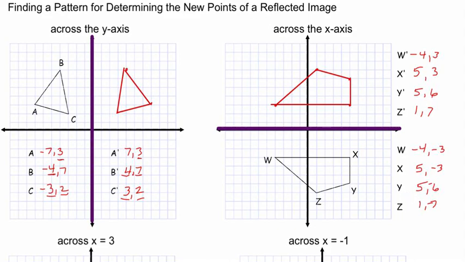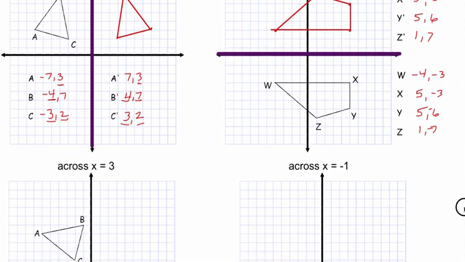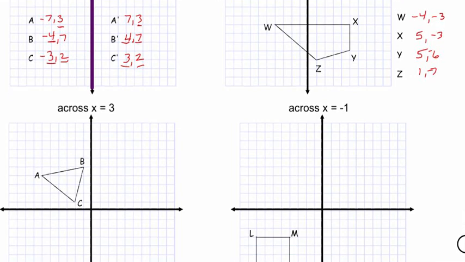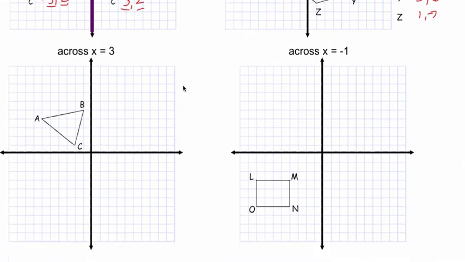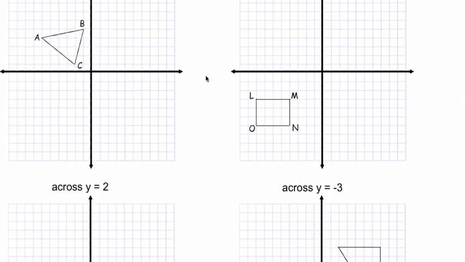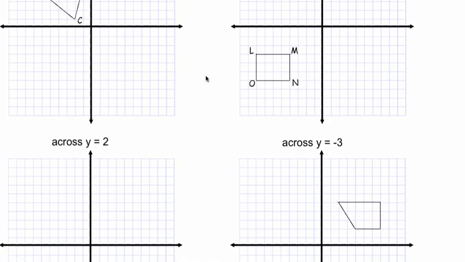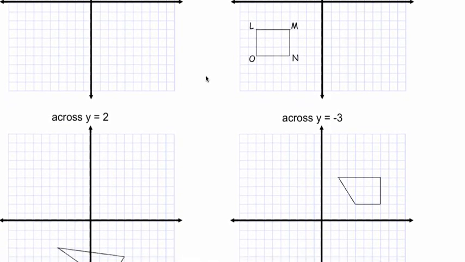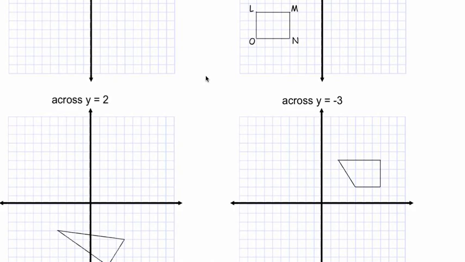Okay? So again, hopefully what you see is that I have the same coordinates, but they're different in signs. 4, 3, 4, 3, 5, 3, 5, 3, 5, 6, 5, 6, 1, 7, 1, 7. So go ahead and see if you can do these next two, and we'll talk about it in class. Just remember that when it gives you x equals or y equals, not the actual x-axis, you have to use your notes to determine where that line of reflection is.